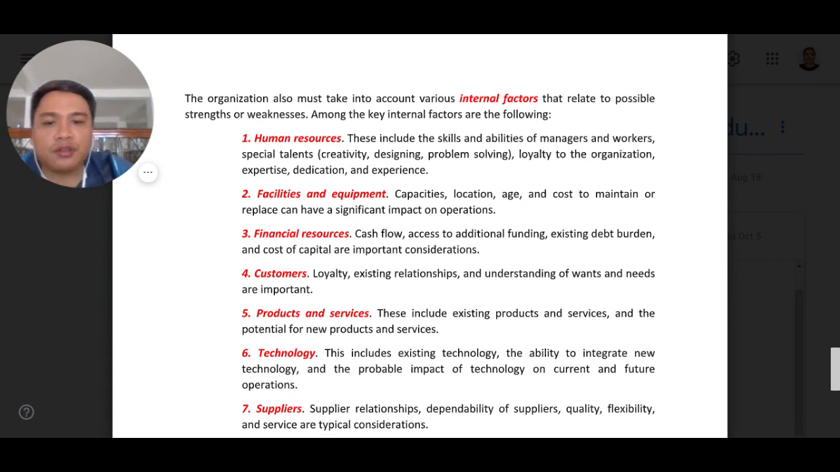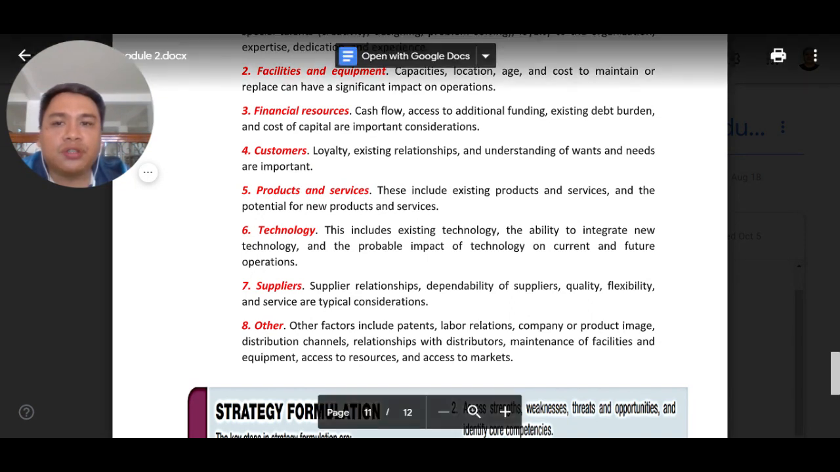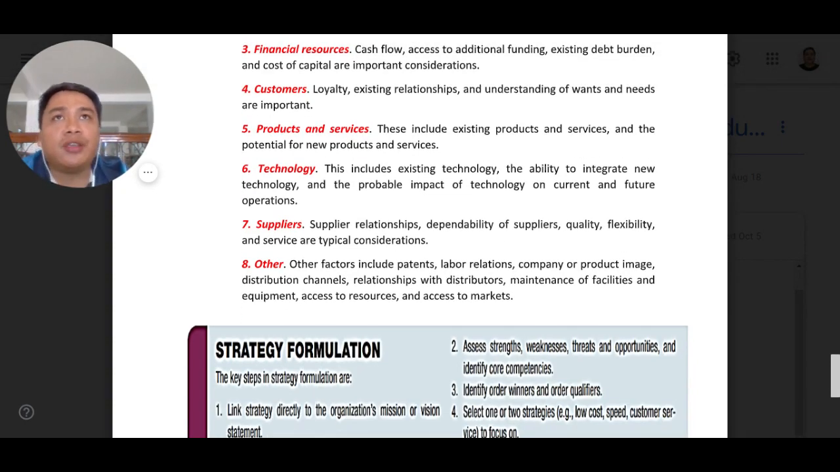Products and services. In SWOT analysis, does this include your existing products? Are they potential for the new products and services that you offer? Do certain customers still want your product? Next, the technology. This includes existing technology and the ability to integrate new technology. We also consider our facilities and equipment. Suppliers also, supplier relationships.